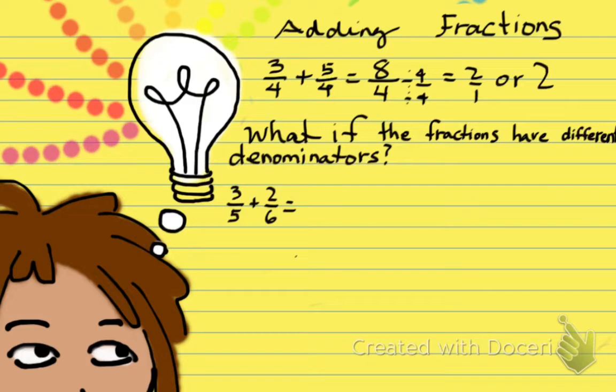Now what if the fractions have different denominators, like this one? We have 3/5 plus 2/6. So we have different denominators here. Our denominators are 5 and 6. What we're going to do here is find the lowest common multiple of the two denominators. To do that, we will first write the denominator 5 and the denominator 6. So let's find the lowest common multiple of these.